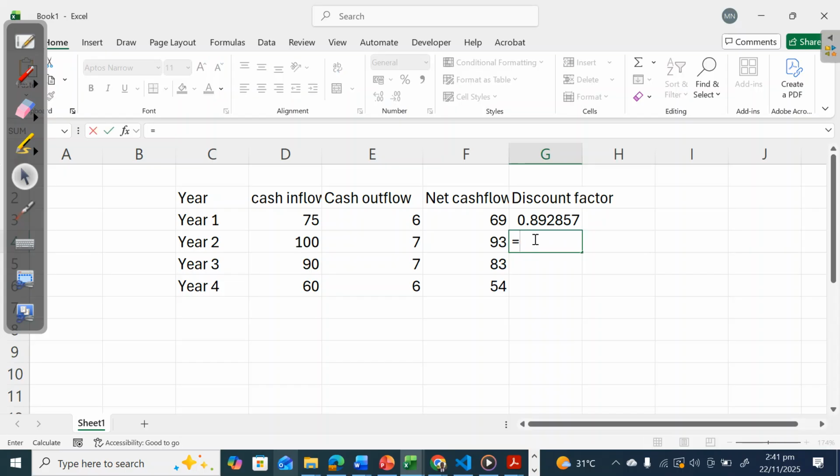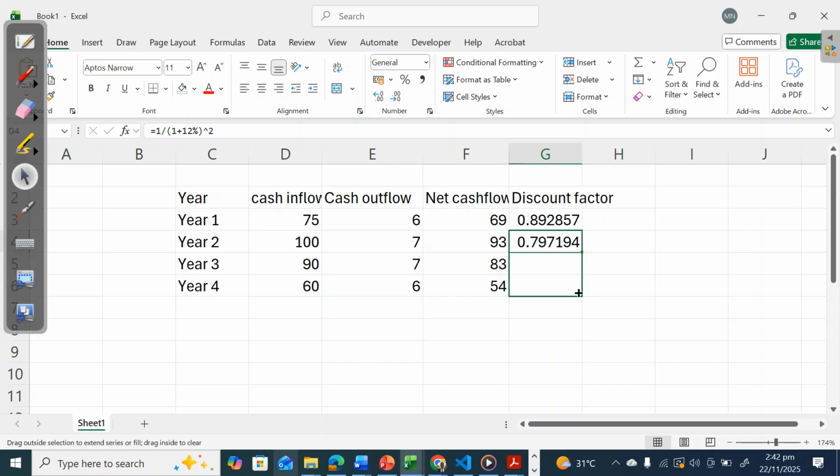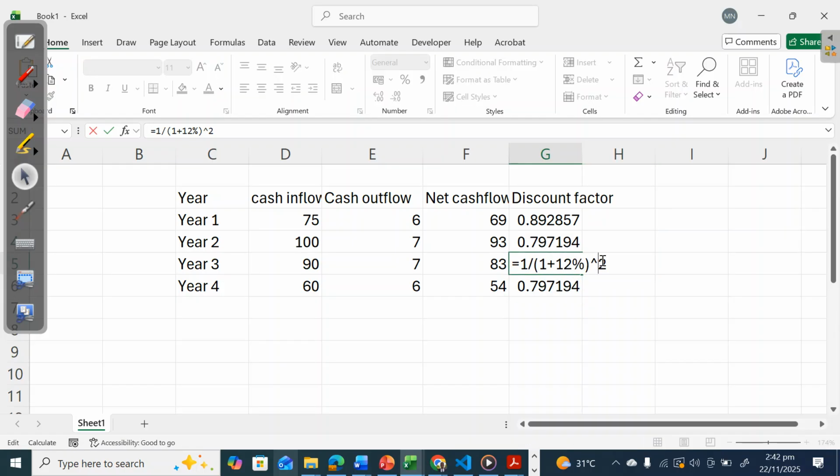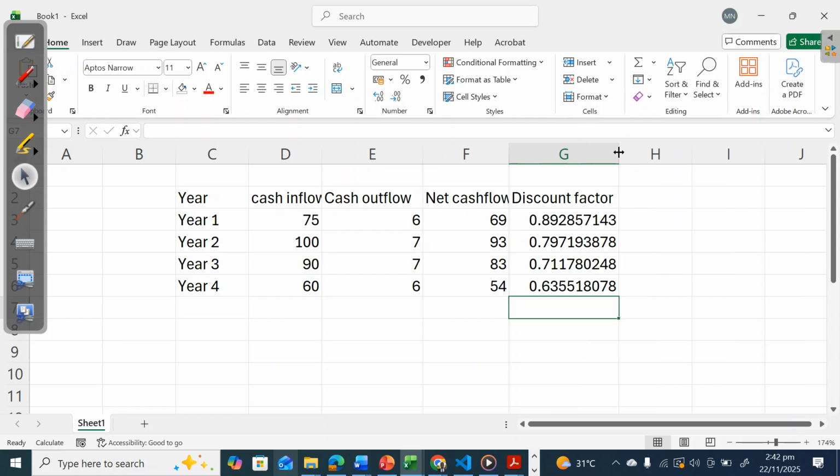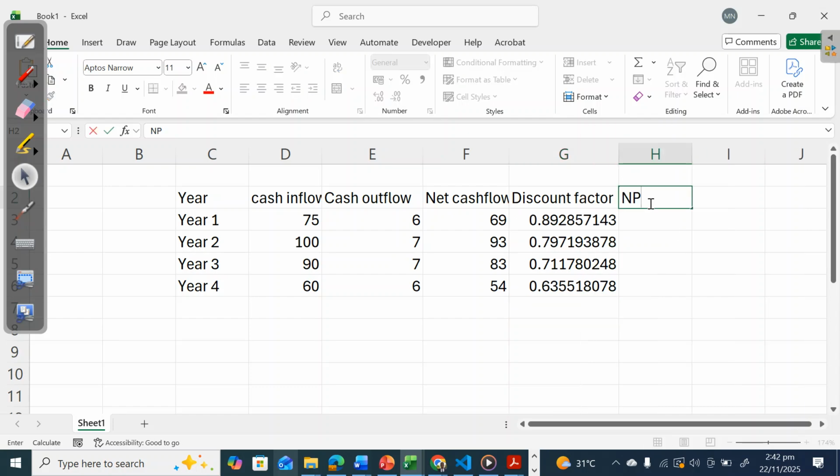Year two, it will be 1 over 1 plus 12%, raised to the power 2, in that order. So this will be raised to the power 3. This will be raised to the power 4. Okay, so now we need to find the present value. The present value is equal to the net cash flow multiplied by the discount factor.